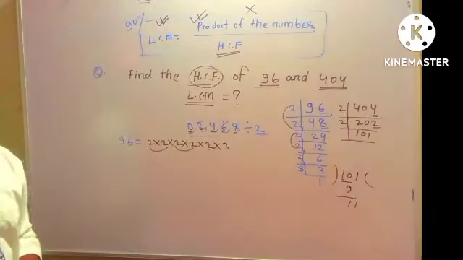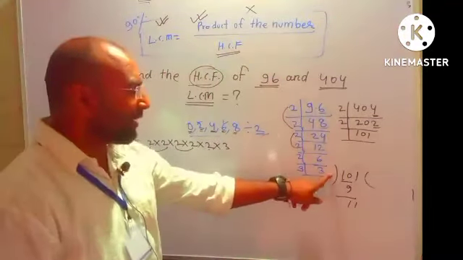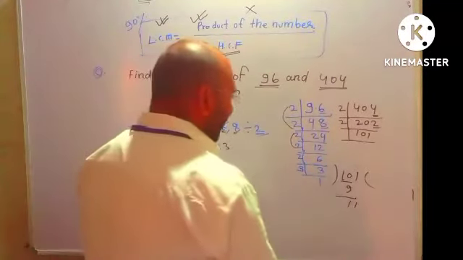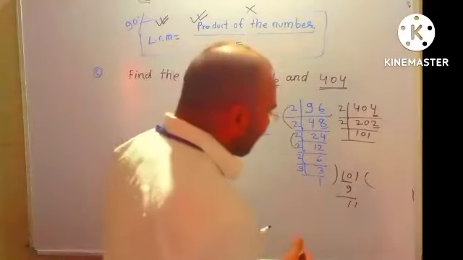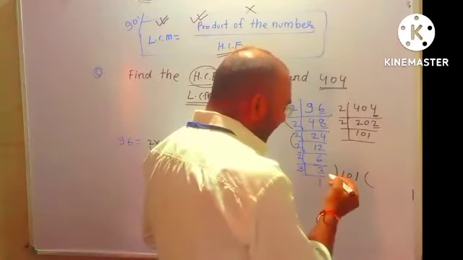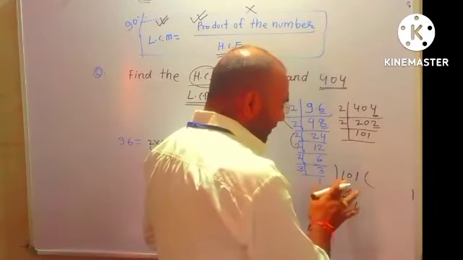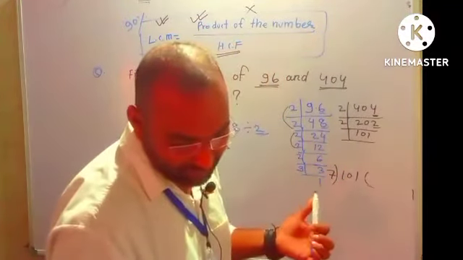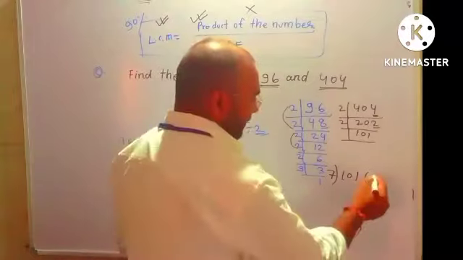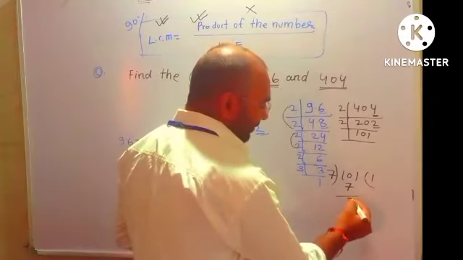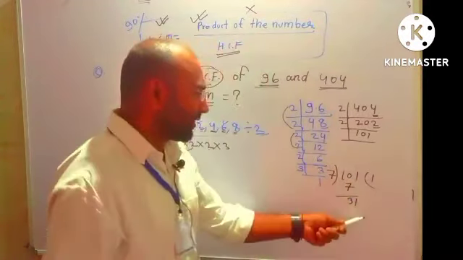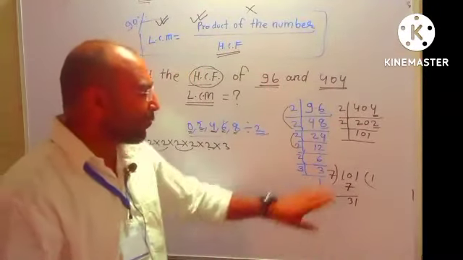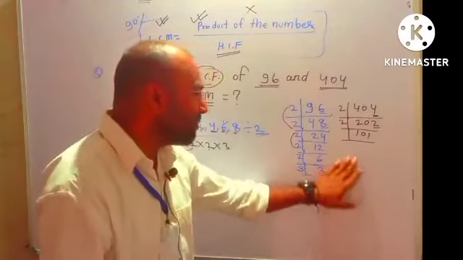Sir, 101 is a prime number. Yeah. Can it be divided by 4? No, sir. Can it be divided by 5? No, sir. Can it be divided by 6? No, sir. Can it be divided by 7? No, sir. Let's try once with 7. 7 1s are 7, 7 4s are 28, we get 3, and this one 31. Now in the 7 table do we get 31? No, sir. That means 101 is a prime number.